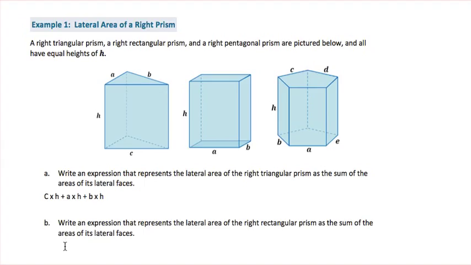Then they ask us to write an expression that represents the lateral area of the right rectangular prism as the sum of the areas of its lateral faces. Again, h is our height. So we would then have a times h plus b times h plus another a times h plus another b times h.